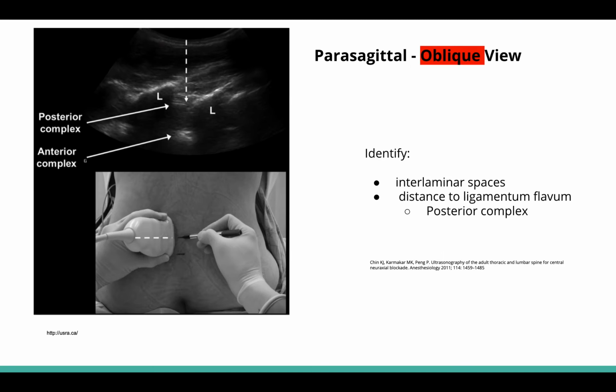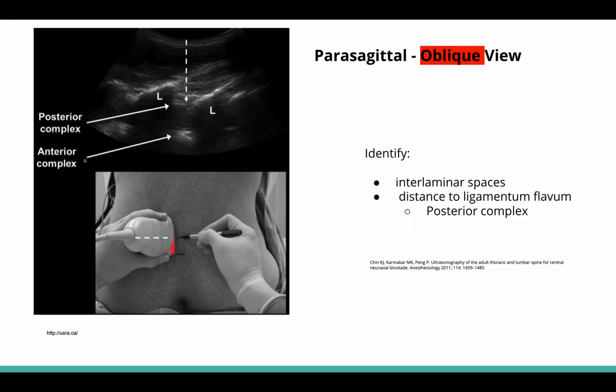So why is this view important? First, because you can visualize your posterior complex, and remember your posterior complex is the combination of your ligamentum flavum and your posterior dura. So you can measure the distance, and that tells you how many centimeters to get to the ligamentum flavum. Important for your epidural placement. Also, in this view, you're going to mark your interspace as well.